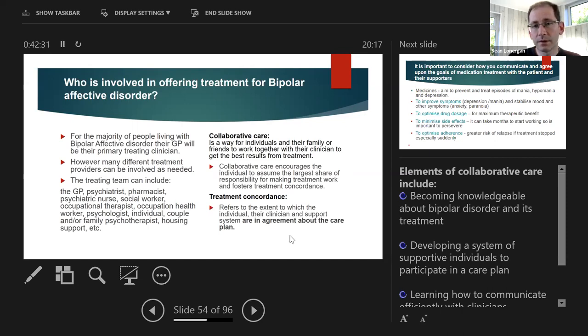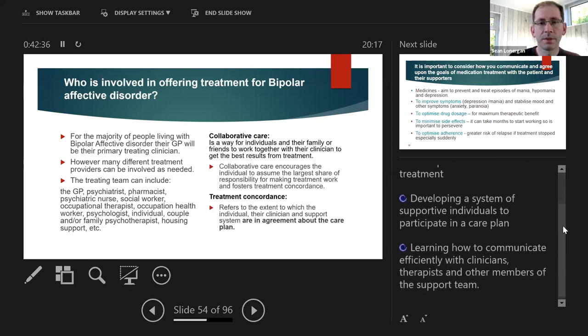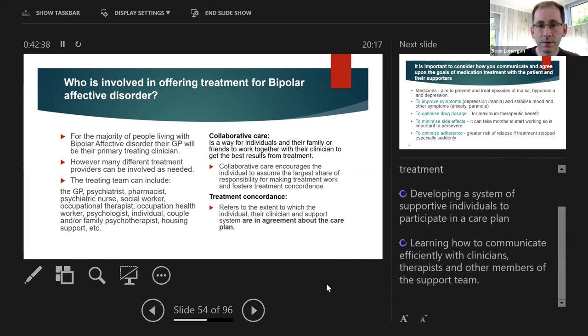So elements of collaborative care include becoming knowledgeable about bipolar disorder and its treatment, developing a system of supportive individuals to participate in a care plan, and learning how to communicate efficiently with clinicians, therapists, and other members of the support team.